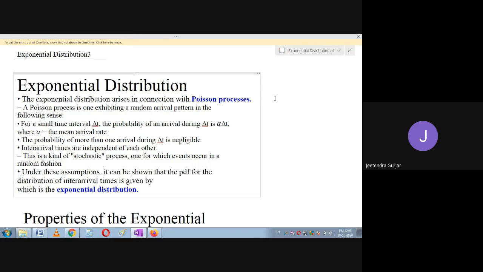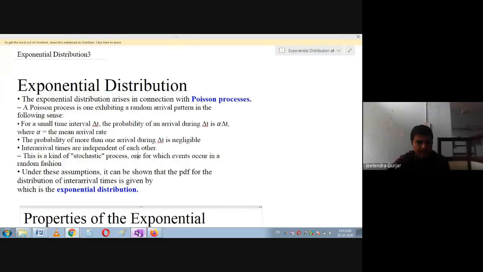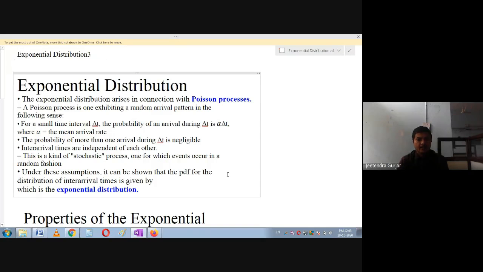The exponential distribution arises in connection with Poisson's process. It is connected with Poisson's distribution. So what is this connection that we will come across in the exponential distribution, students? A Poisson's process exhibits a random arrival pattern in the following sense. So what is this random arrival pattern?